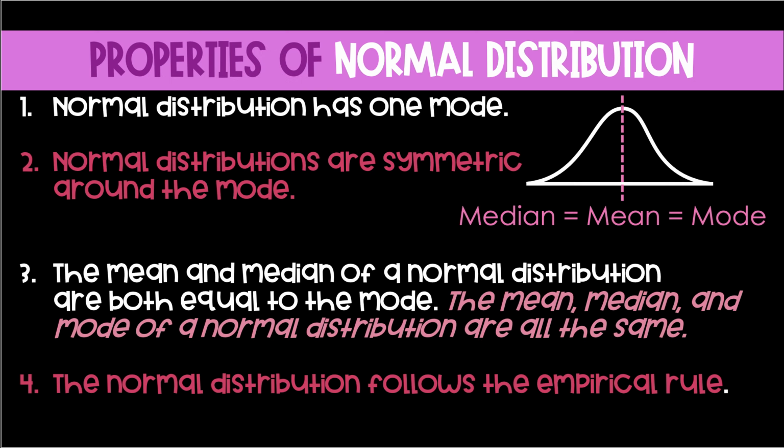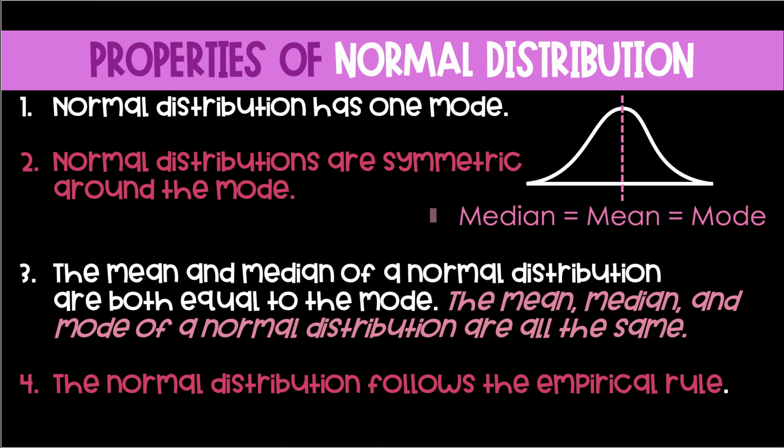The properties of normal distributions: any mean, any standard deviation. All of the normal distributions have one mode. They're unimodal. That's because they only have one lump in the graph. All of the normal distributions are symmetric around the mode, which is the mean and the median, which takes us to our third property. The mean and the median of the normal distribution are both equal to the mode. The mean, median, and mode of a normal distribution are all the same.